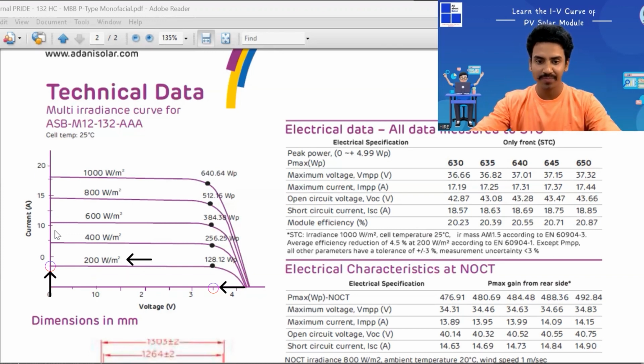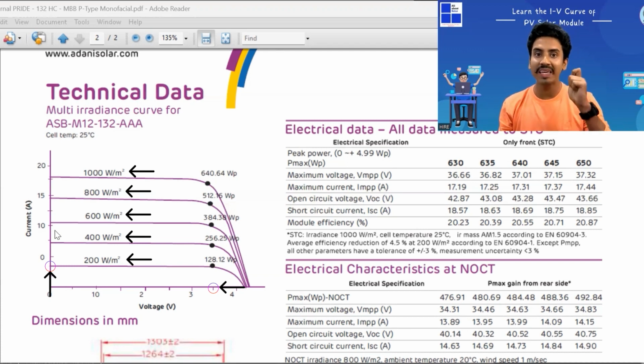So here you can see these are the lines. This is 200 watt per meter square, 400 watt per meter square, 600, 800 and 1000. So it starts with 200 and ends with 1000 watt per meter square, because in standard test condition the solar irradiation limit is 1000 watt per meter square.